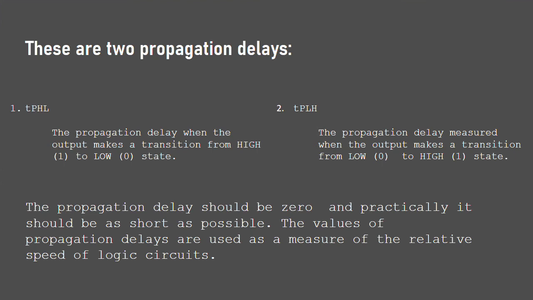There are two propagation delays. The first one is tPHL, the propagation delay measured when the output makes a transition from high to low state. The next one is tPLH, the propagation delay measured when the output makes a transition from low to high state. The propagation delay ideally should be zero, and practically it should be as short as possible. The values of propagation delays are used as a measure of the relative speed of logic circuits.